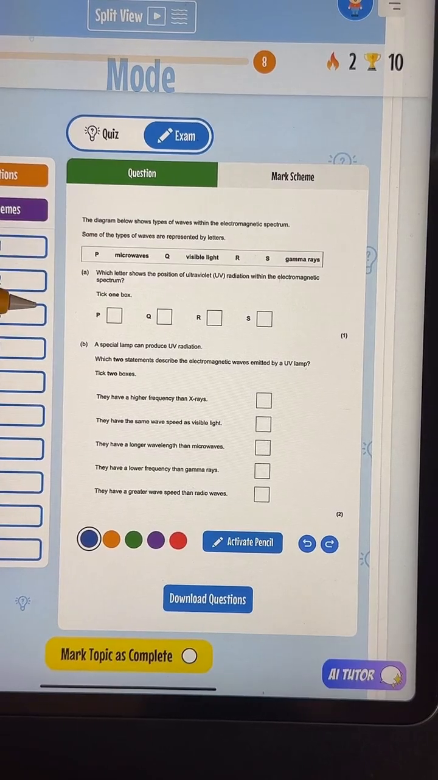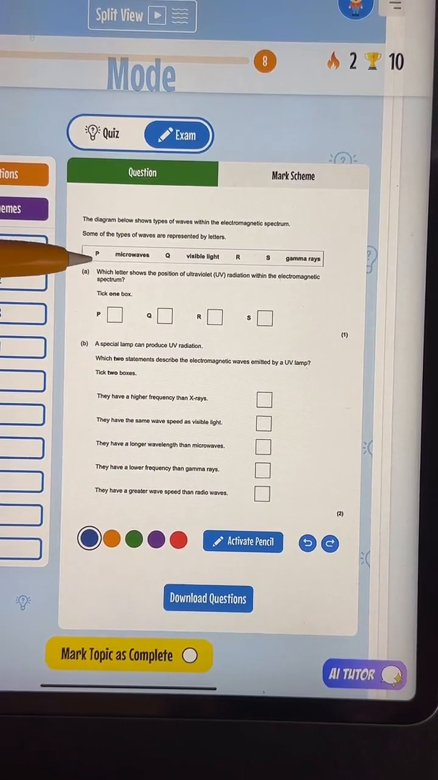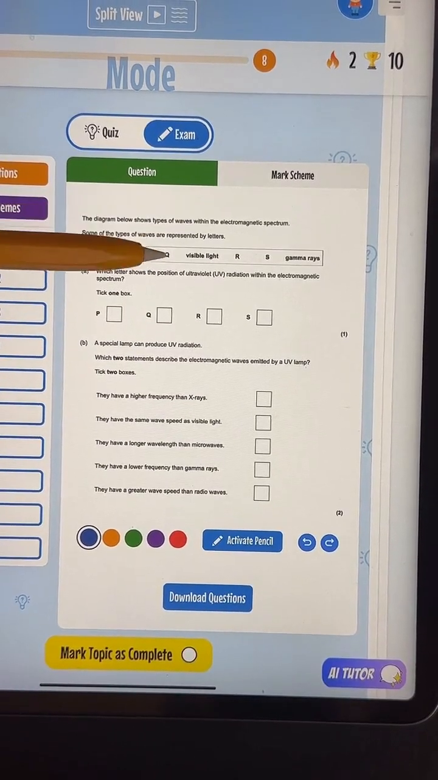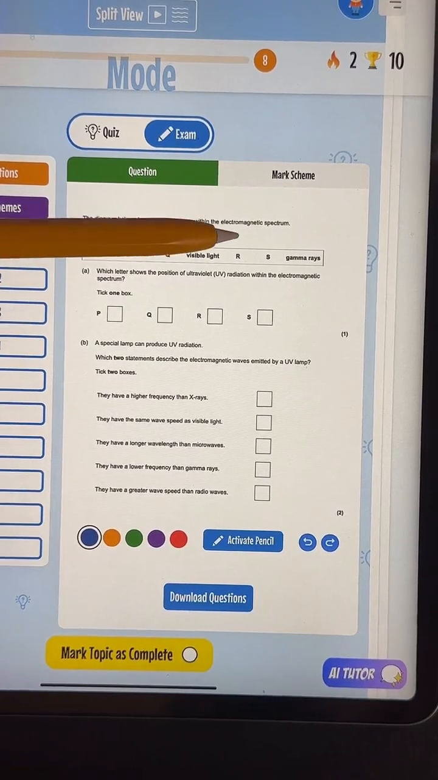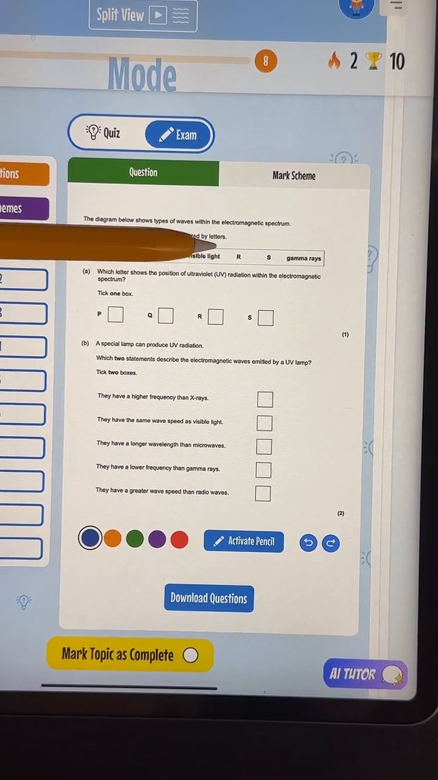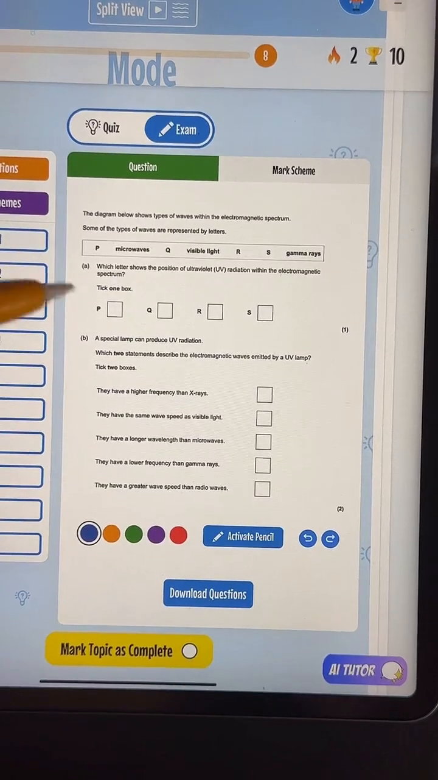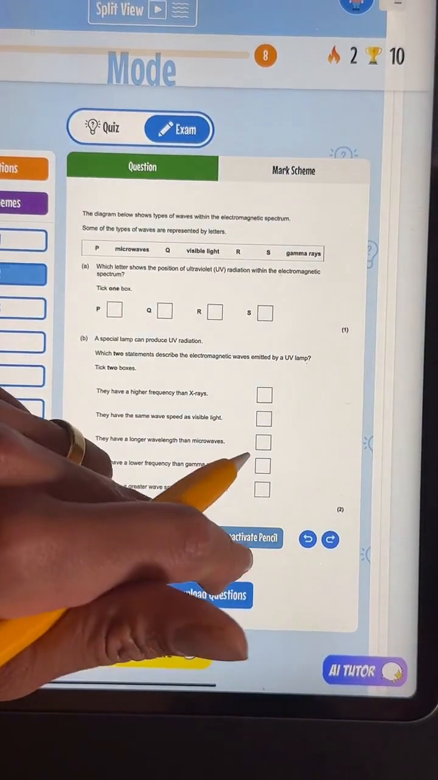spectrum, so a complete opposite end of gamma rays. So that is actually radio waves. We've got Q, which is between microwave and visible light, that is infrared. And I can see everyone's saying it in the chat. R is next to visible light, and that is your ultraviolet, because S is X-rays. So R is the correct answer. Good.